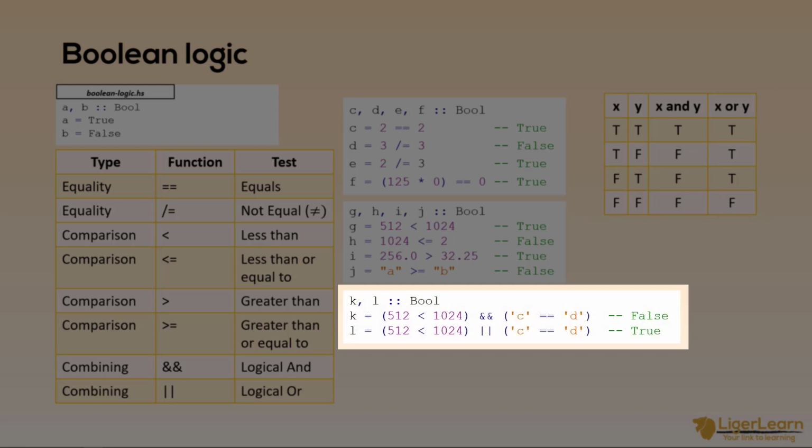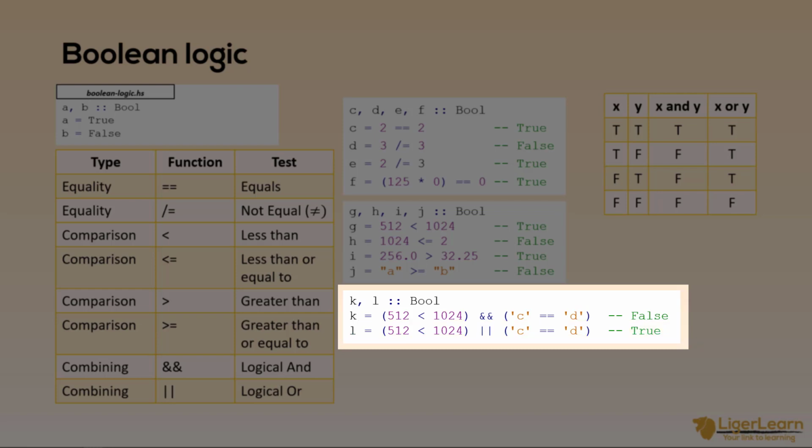Here, k and l are bools. K combines two Boolean expressions using the double ampersand, which, like we said before, stands for logical AND. The first condition of 512 being less than 1024 is true, but the second condition of the character C being equal to the character D is not true, and so K is false. However, L has the same two conditions but is performing a logical OR. Since the first condition is true, the logical OR is true.